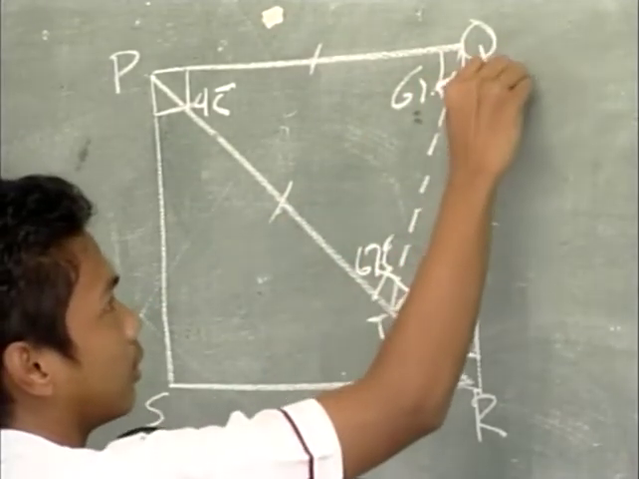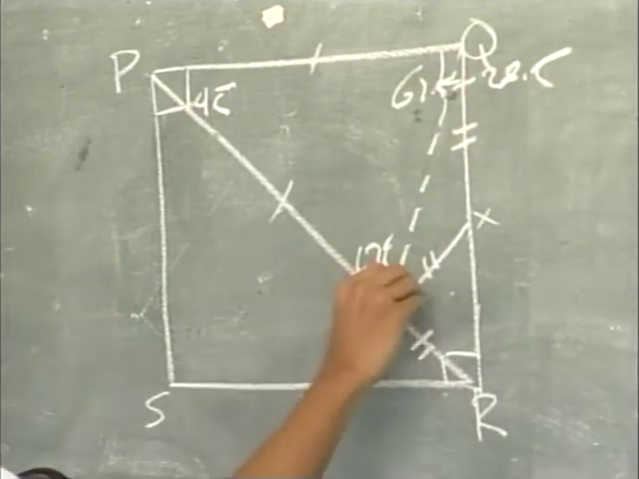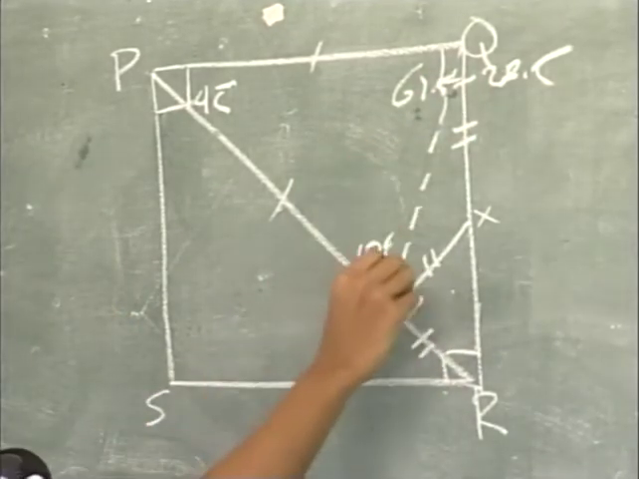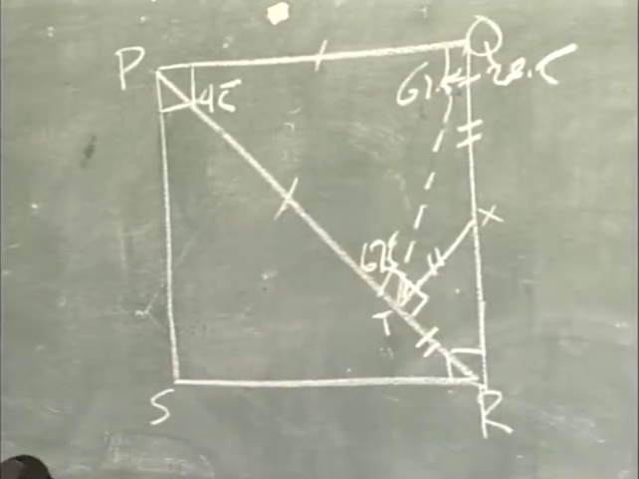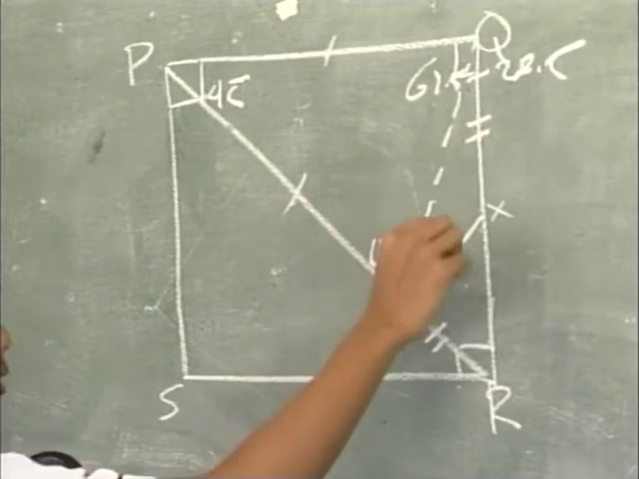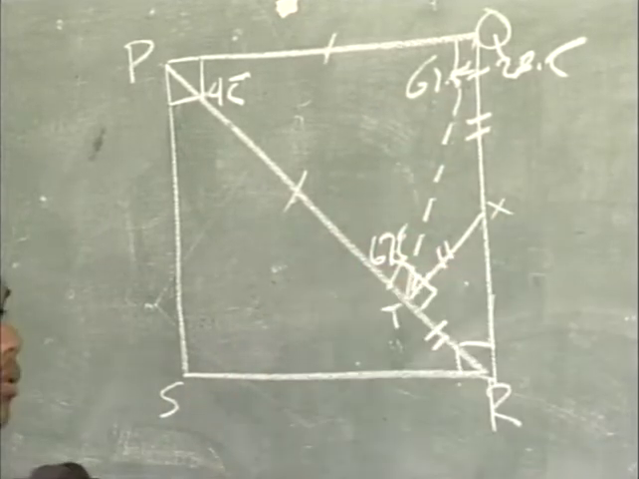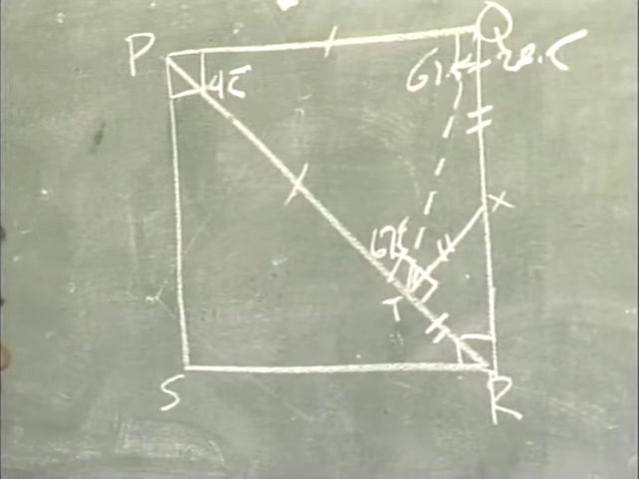Which is also equal to this, 22.5 on this side. Since both angles are equal, it is an isosceles triangle, which means both sides are equal, which is QX equals TX.